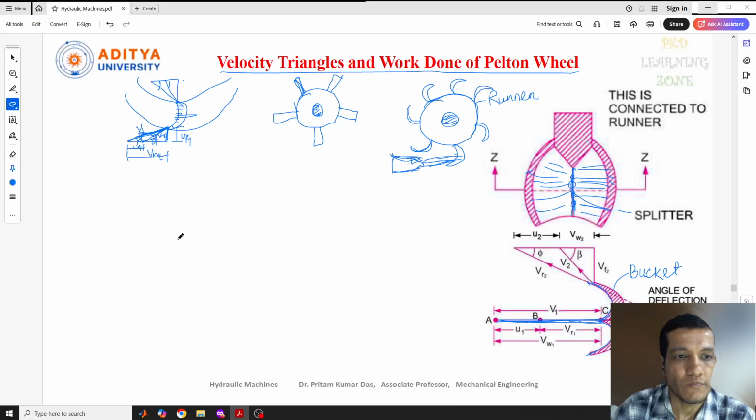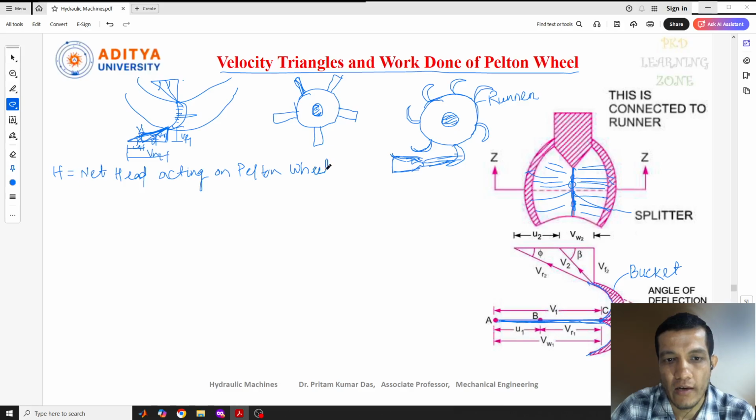So first of all, let me find out the net head acting on the Pelton wheel. We know that H equals the net head acting on the Pelton turbine, or the Pelton wheel. So what is the formula to calculate the net head? We have seen it during our discussion of the head of turbines.